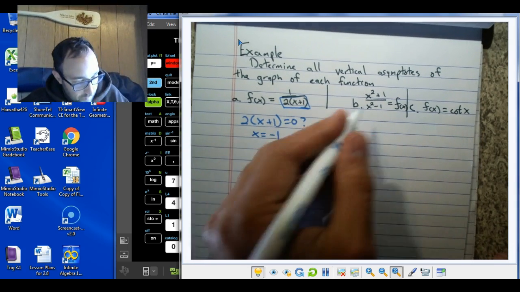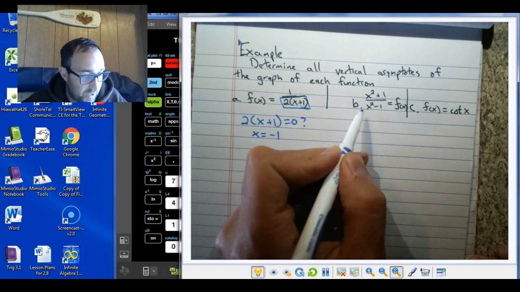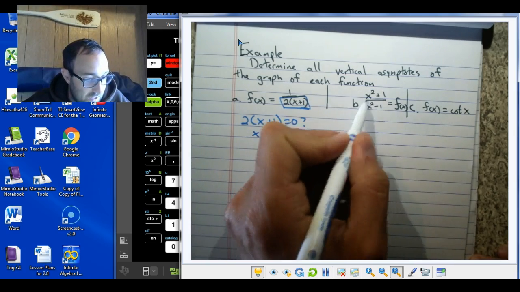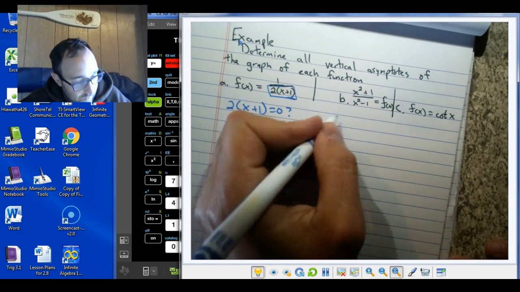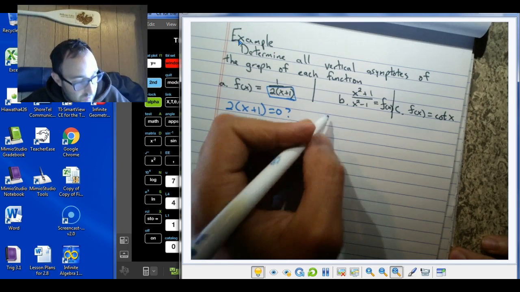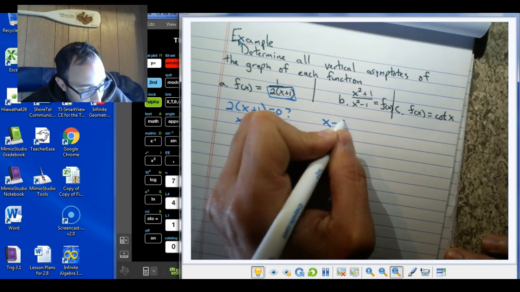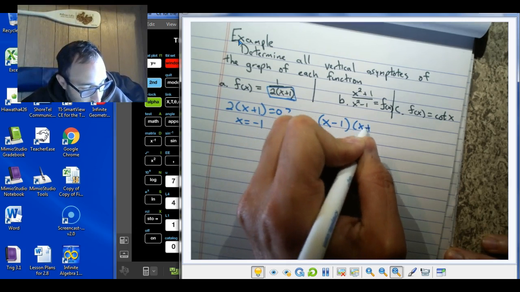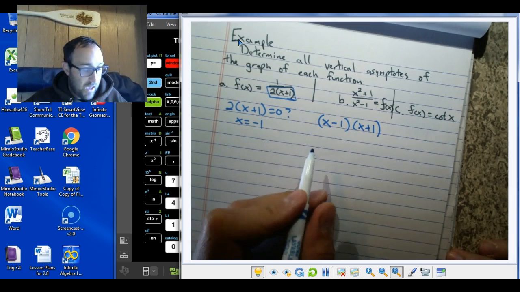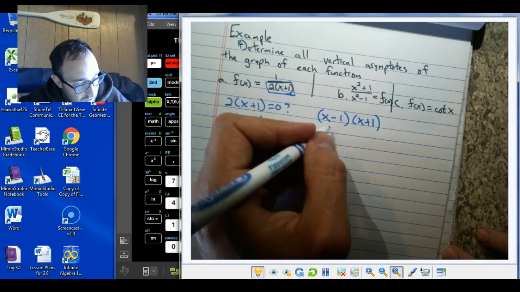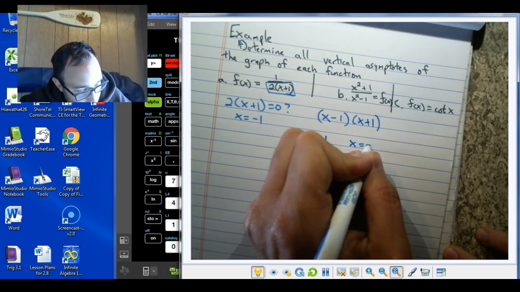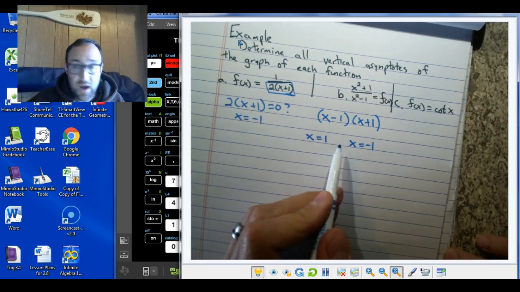No problem. This next one, I have f of x equals x squared plus 1 over x squared minus 1. I want to know when my denominator equals 0. So x squared minus 1, I can factor because it's a difference of two squares: x minus 1 and x plus 1. If I FOIL, the two middle terms cancel out and I'm left with x squared minus 1. So I can get two answers: x equals positive 1 and x equals negative 1. Those are my two possible asymptotes.